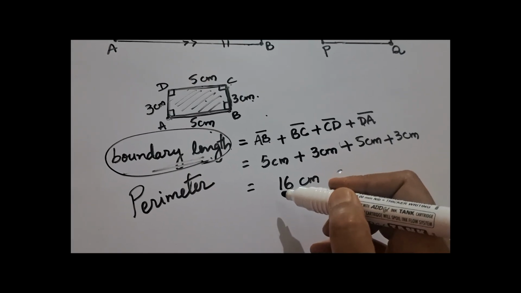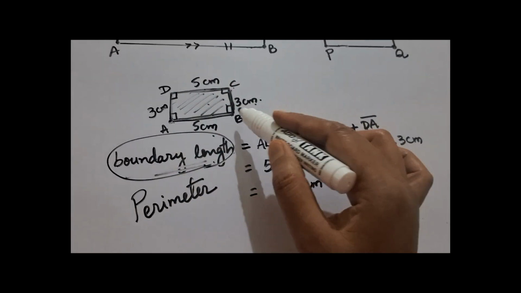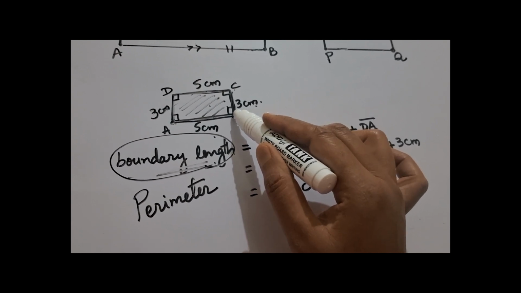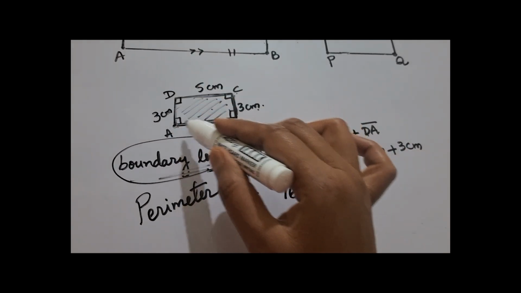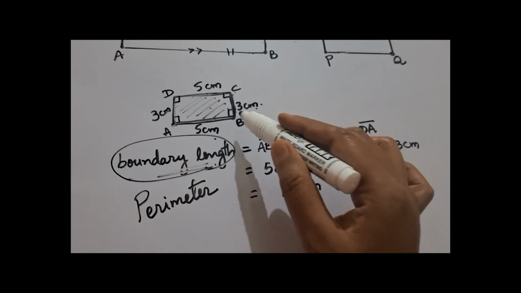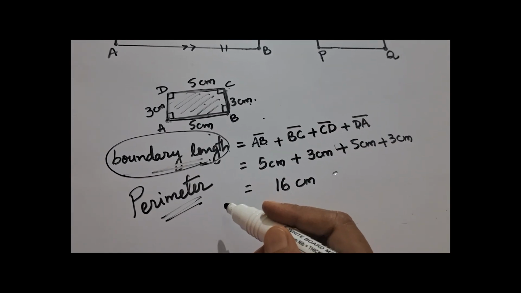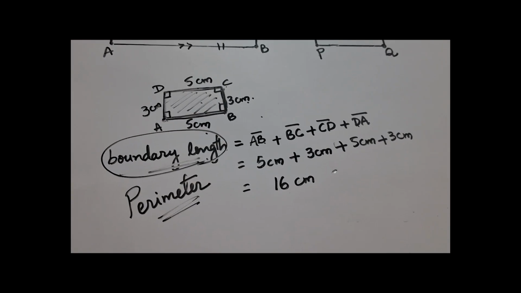Okay, children? Whatever the simple closed figure is there, if we measure the length of the boundary of that figure, that is only called perimeter.